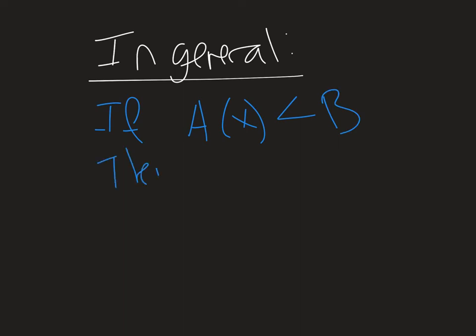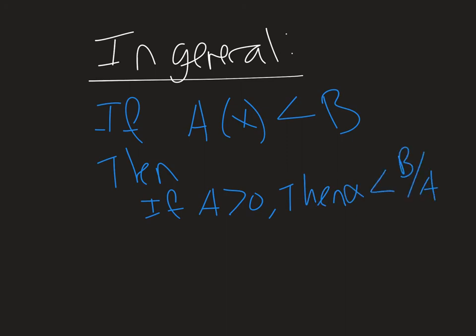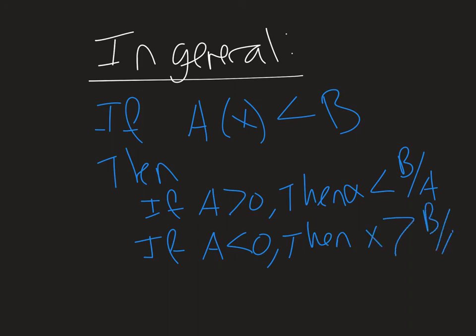So, in general, if a times x is, let's use less than as an example, less than b, then two possibilities exist. If a is positive, meaning it's greater than 0, then x is less than b divided by a. If a is negative, meaning it's less than 0, then x is greater than b over a.